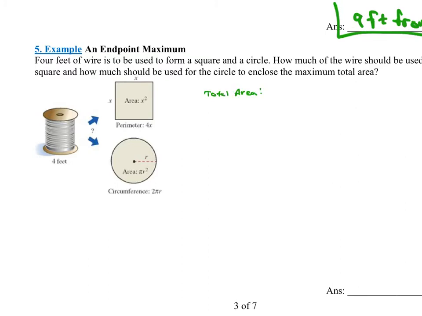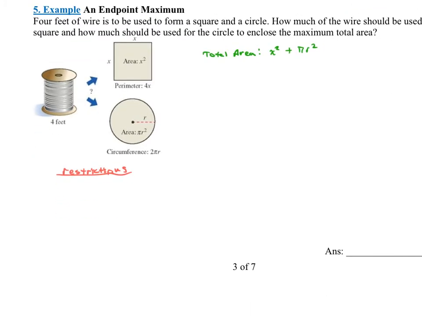Well, the total area would be the area of the square, and the area of the square would be x squared. So here's the total area. The area of the square would be x squared plus the area of the circle, and if you remember the formula for the area of the circle, that's pi r squared. Okay, so that's what we want to maximize, our area, but we need to realize that there are restrictions. Notice that has two different variables in it. It has both x's and r's, so we have to use our restrictions to help us out.